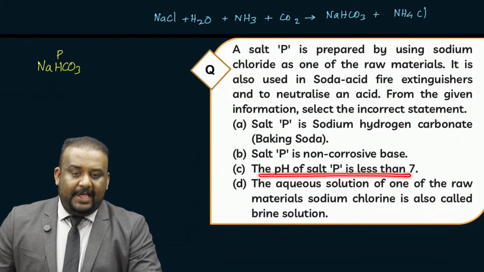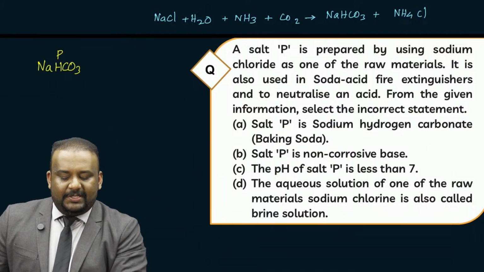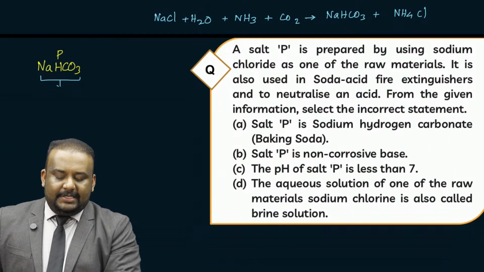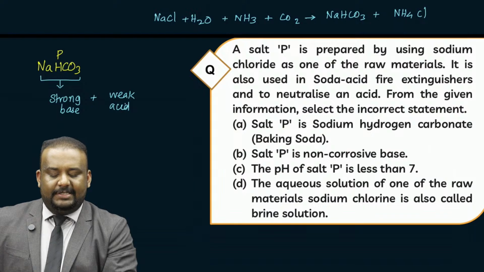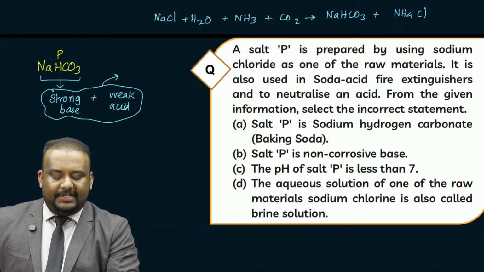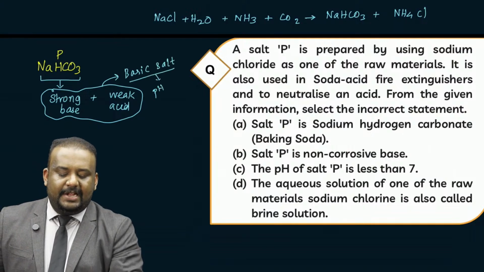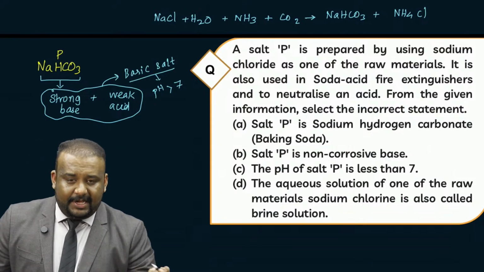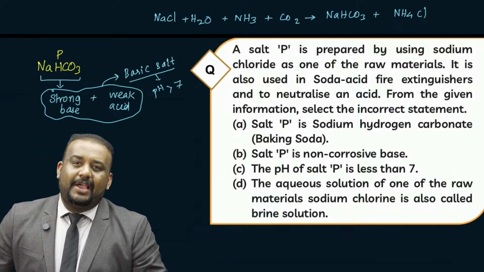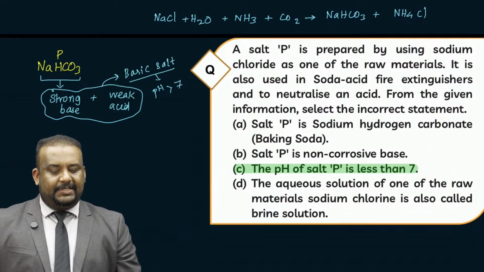Then the pH of the salt P is less than 7. Is that true? Less than 7? No, because you know that NaHCO3 is formed by the combination of a strong base, sodium hydroxide, and a weak acid, carbonic acid. So the combination of this is always going to result in a basic salt. And if it is a basic salt, you guys know that the pH has to be greater than 7. It shouldn't be less than 7, right? Less than 7 means it should be acidic. No, NaHCO3 is going to be basic, so its pH has to be more than 7. So this is incorrect. It should be a basic salt.